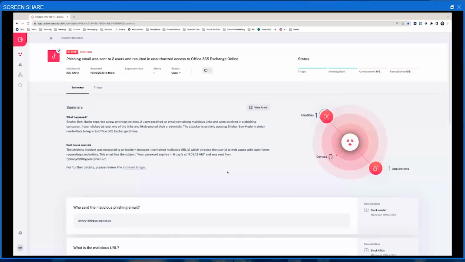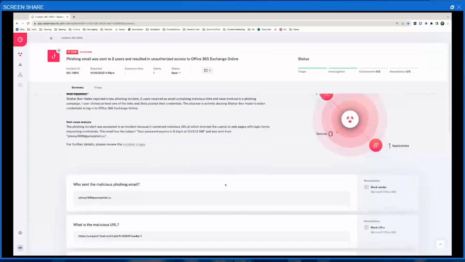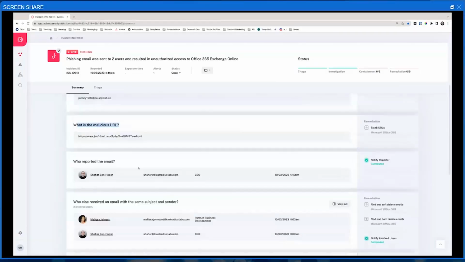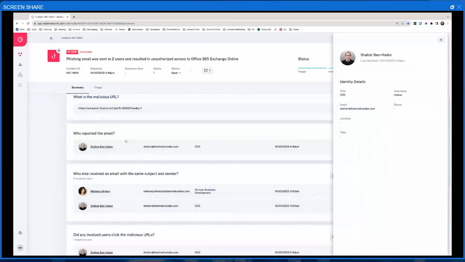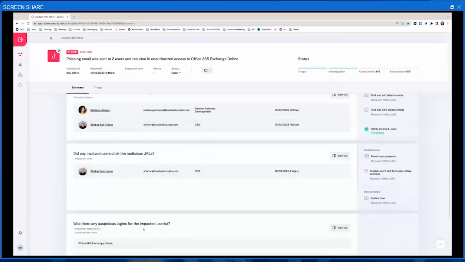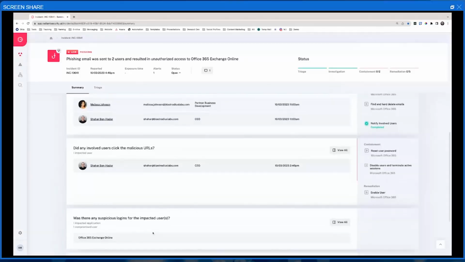We can see who sent the alert, Johnny9999. What is the malicious URL? We can see who reported it, in this case Shahar. We can see who else got the same email. We can see who clicked on it. We can see any suspicious logins, and so on and so forth. Now, the important thing to know is that this is not based on a playbook. It's dynamically generated, so every single time you get different things here, but it boils down to the same set of questions and answers.